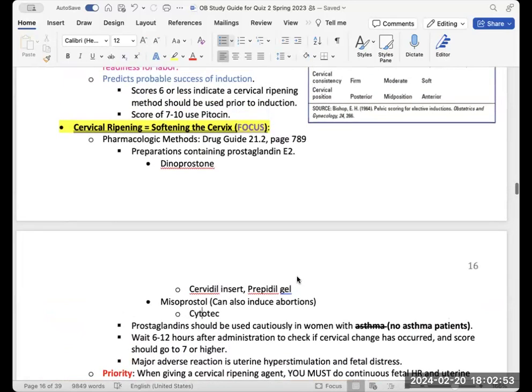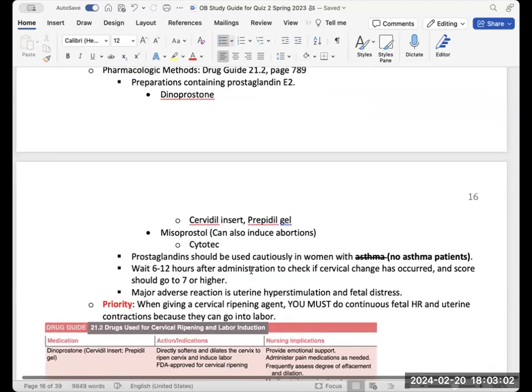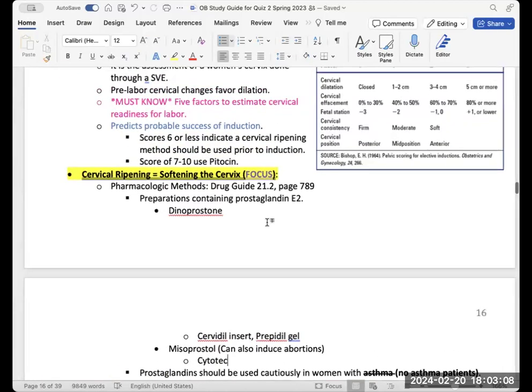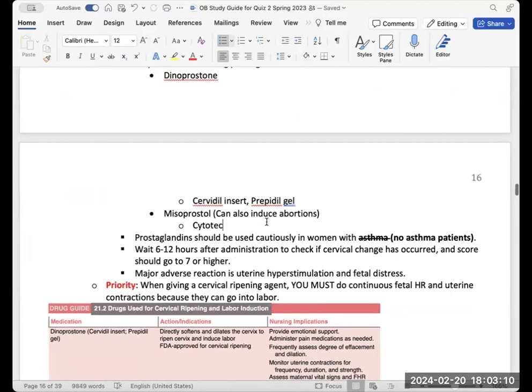So what's going to happen is we're going to give them a cervical ripening agent if that Bishop score is less than 6. We're going to give one of these medications, okay? If the score goes up to 7, then we can go and give them Pitocin and stuff. If not, then we're still going to try with the cervical ripening agents, okay?